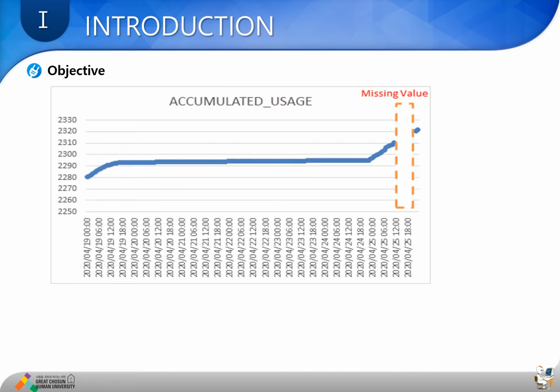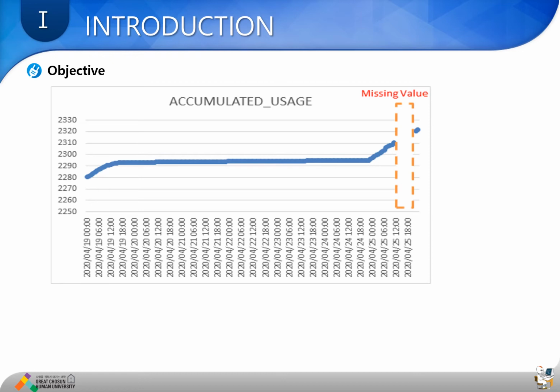Let me tell you the objective of the study. In this paper, we analyze the time series data measured from smart meters in this technical background to determine the missing of smart meter data and discuss the data processing method that replaces the missing value with a specific value.